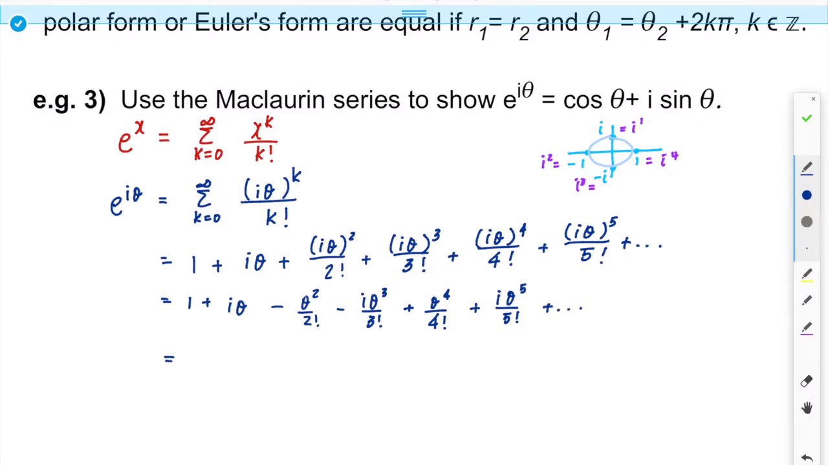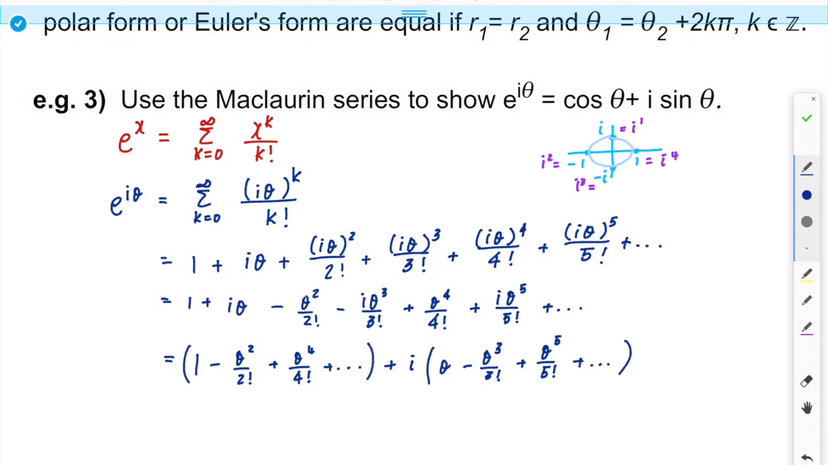Okay. Now I'm going to group every other term. 1 minus theta squared over 2 factorial plus theta to the 4 over 4 factorial plus dot dot dot. That's one group. And then I'm going to group all the terms containing i. Factoring out i, I have theta minus theta cubed over 3 factorial plus theta to the 5 over 5 factorial. What do you notice?